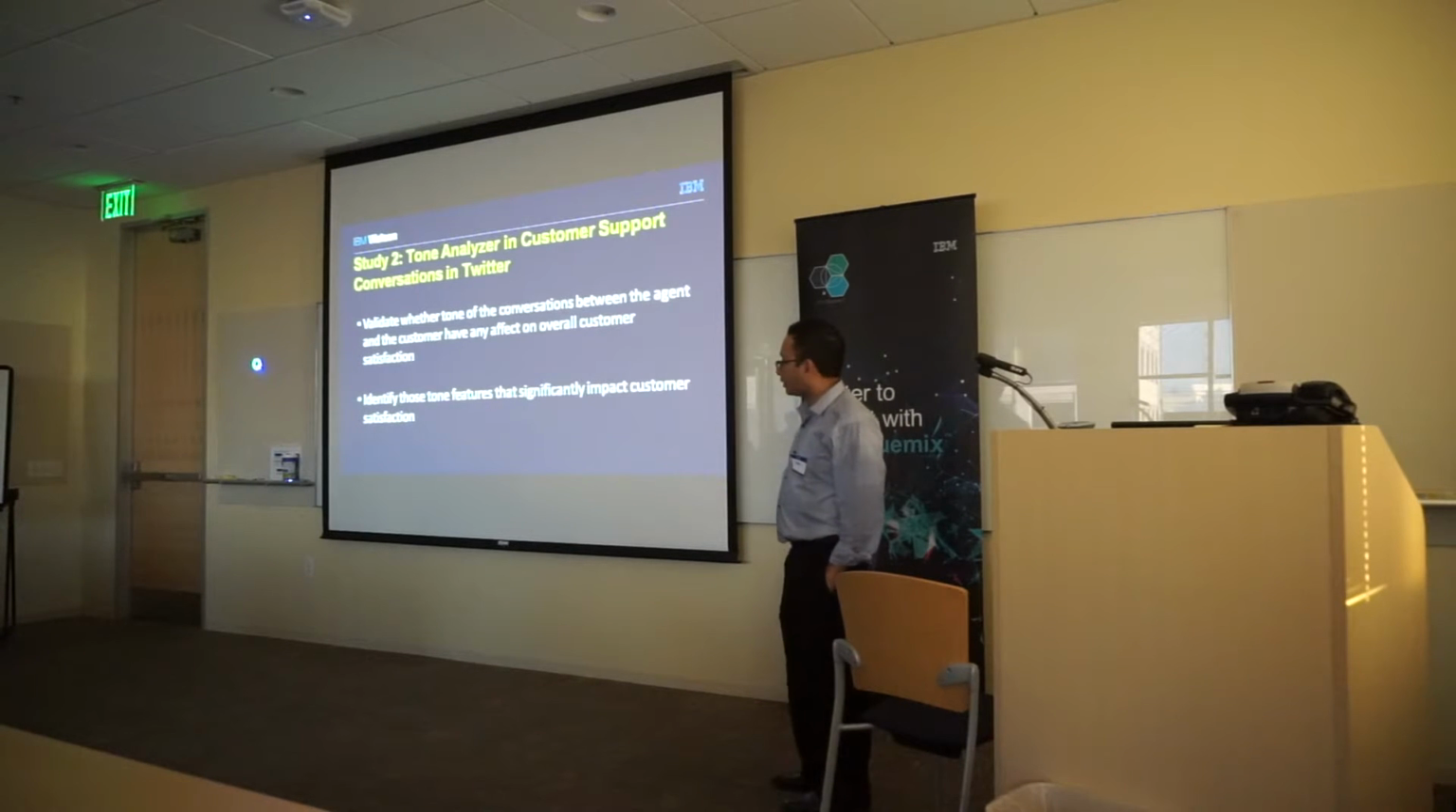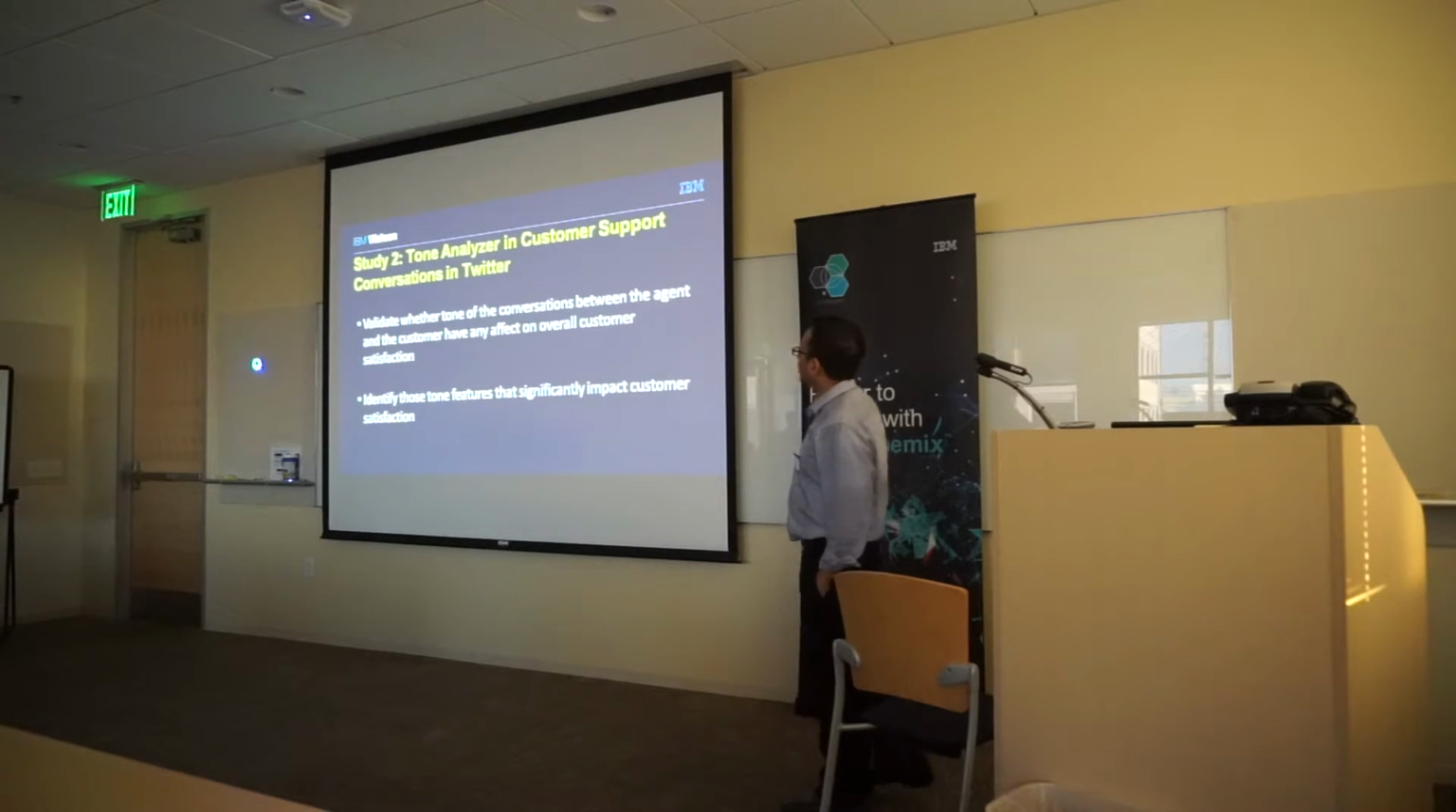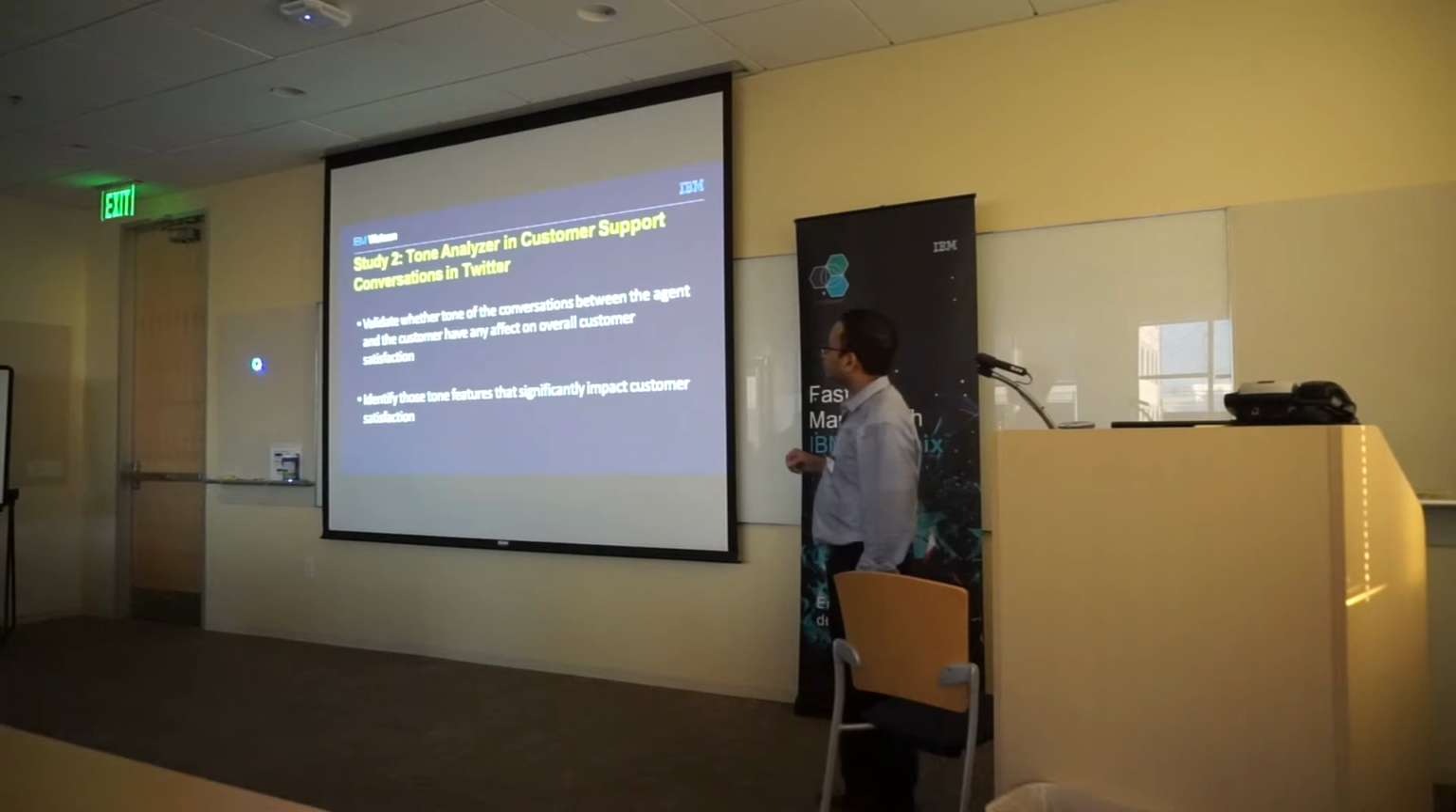There are different companies that have their customer support accounts on Twitter, where customers can interact with those companies' Twitter handles. We collected some of those conversations, which are public on Twitter, and applied tone analyzer on customer text. We did some pre-processing so that we could identify the customer's turns and the agent's turns. We applied tone analyzer on each of them, and we investigated whether there is any correlation.